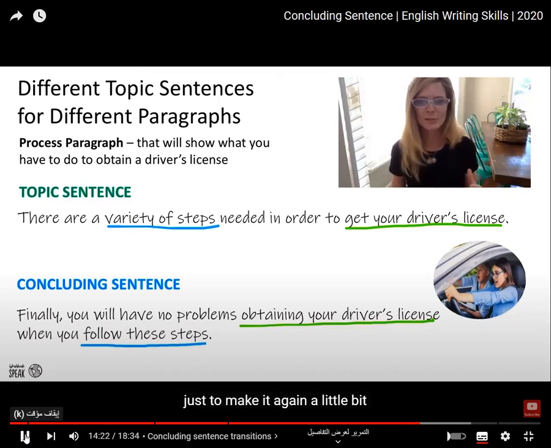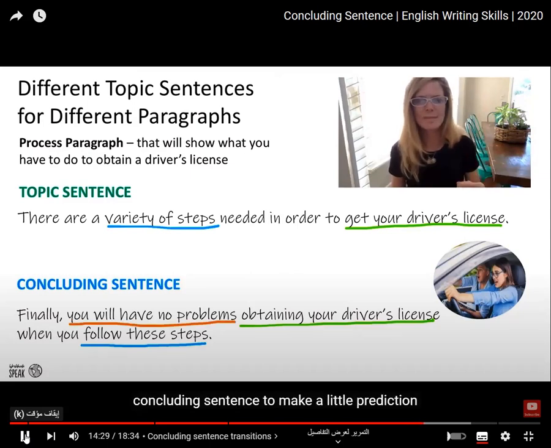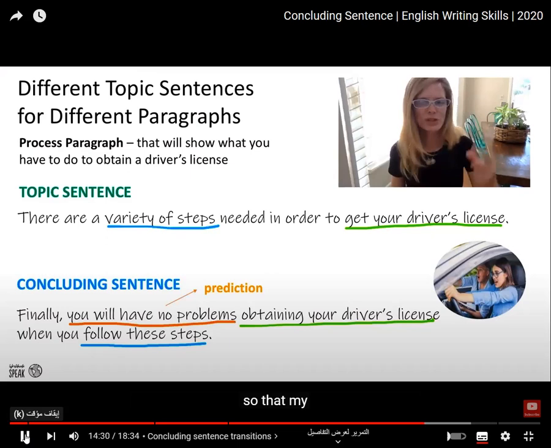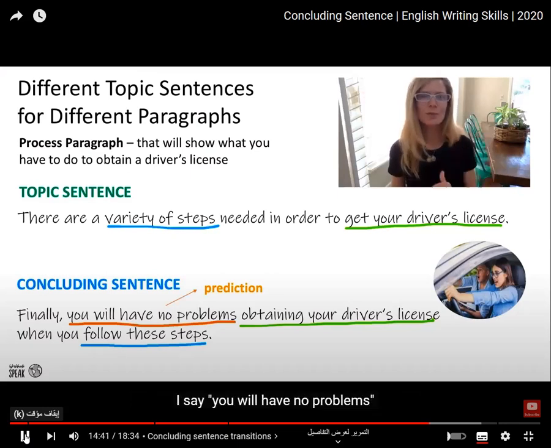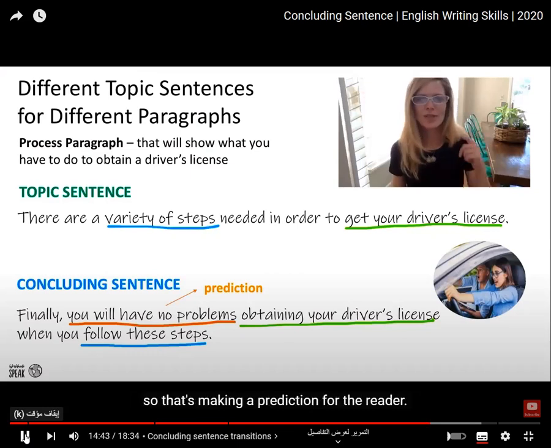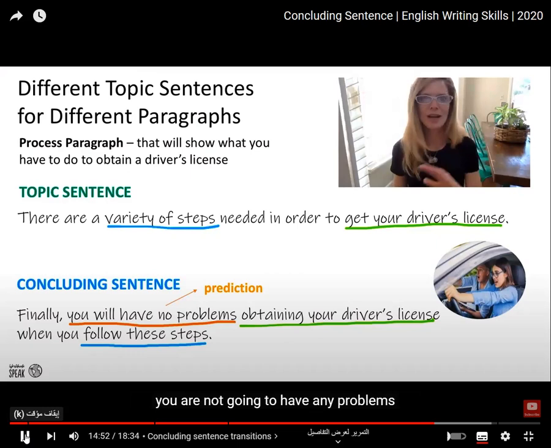And then I put a third piece in this concluding sentence to make a little prediction so that my reader is thinking about my paragraph when they finish. I say, you will have no problems. So that's making a prediction for the reader. If you read my paragraph and you follow these steps exactly, you are not going to have any problems when you go to get your driver's license.